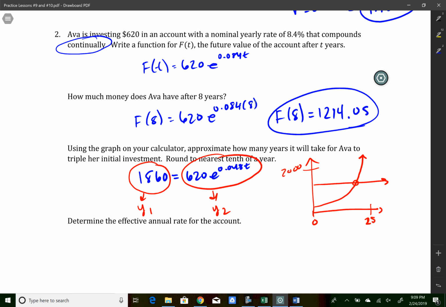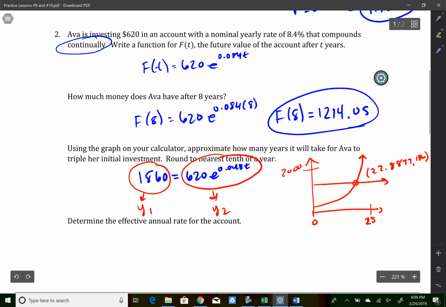So then hit second trace, go down to intersect, enter 3 times, and we get an intersection of 22.8877, comma 1860, which means it's going to take her, to the nearest tenth of a year, 22.9 years.